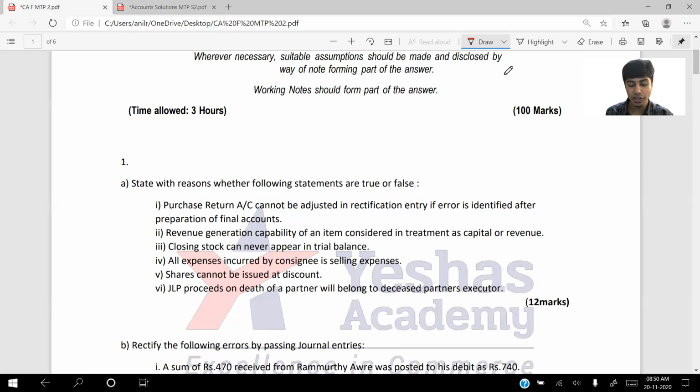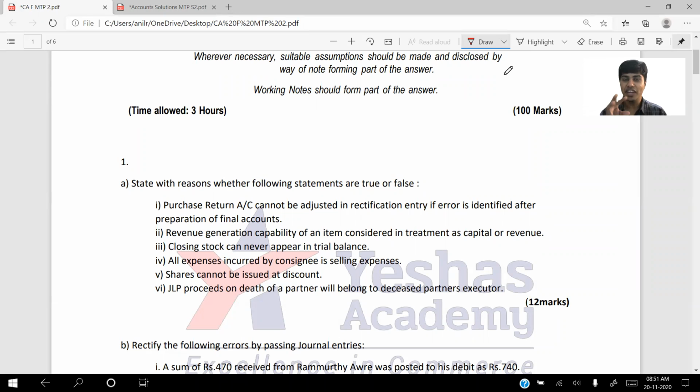Revenue generation capability of an item is considered in treatment as capital or revenue. In order to determine whether a receipt or an expenditure is capital or revenue, we have multiple considerations. We would have to check the nature of business, the purpose for which the expenditure is incurred, the materiality of the item, recoverability of the expense, economic benefit and the period for which economic benefit is received, and also the revenue generation capability. If an item has a capability to generate revenue, that item is not revenue and it is capital.